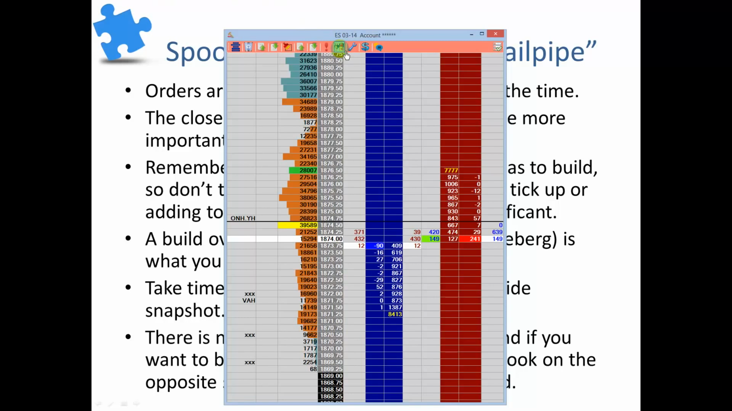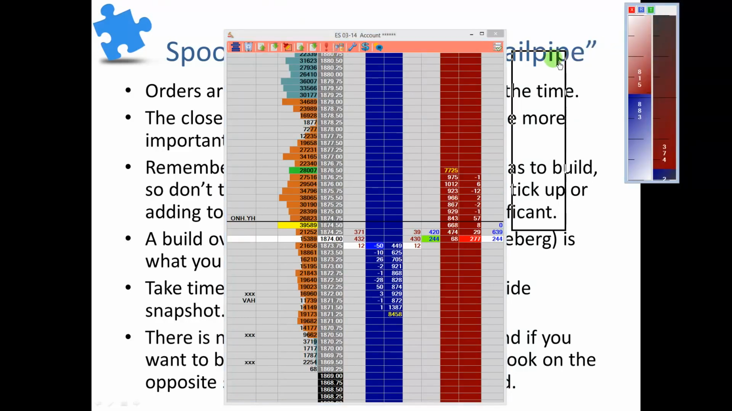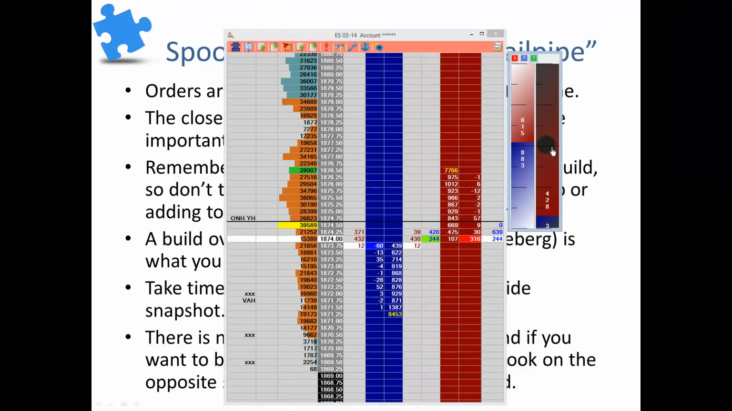You can also bring up the power meter if you're using Jigsaw, and this is a snapshot power meter, which shows you red to say the bids are pulling and the offers are stacking, and blue to say the bids are stacking and the offers are pulling. But you can actually play this game, just sit there and say, okay, I've got 390 bid, 140 offer, nobody's trading it right now. As soon as some trades start hitting the offer, or as soon as the offers start to pull out of the way, then I'll just say up.